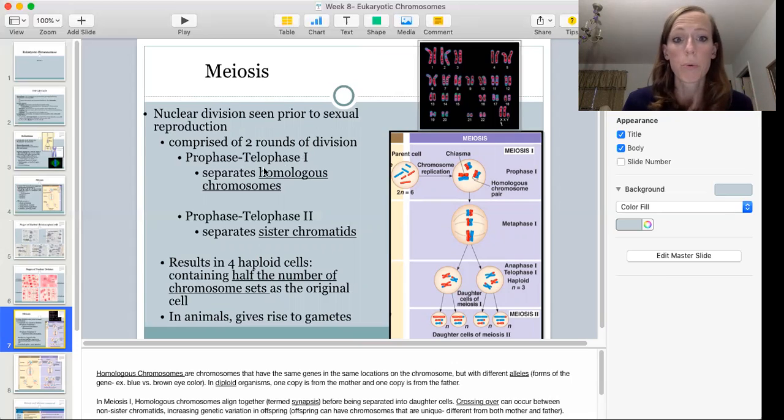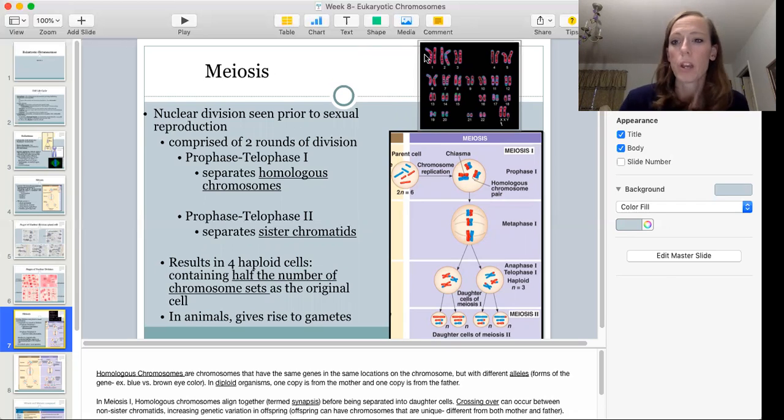Okay, so prophase through telophase 1, this is the first round of meiosis, and it's going to separate what we call homologous chromosomes. Okay, so let me tell you a little bit about homologous chromosomes. In humans, we have 46 chromosomes, or sometimes worded 23 pairs of homologous chromosomes. Okay, so 23 pairs of chromosomes, and homologous chromosomes are those that look similar.